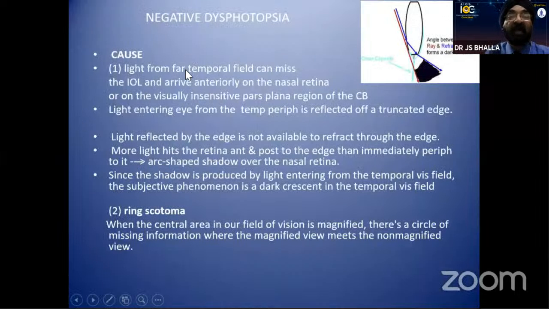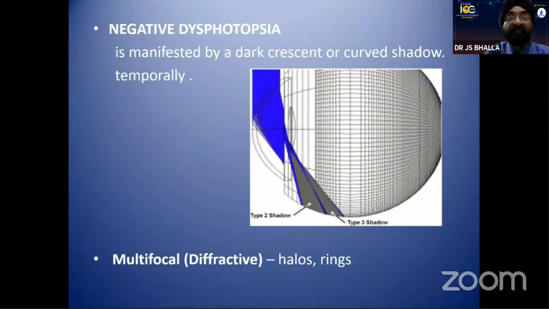So the causes can be light from the far temporal field can miss the IOL and arrive anteriorly onto the nasal retina or on the visually insensitive pars plana region of the ciliary body, or light entering from the temporal periphery is reflected back. So few light rays are available for refraction. And since the shadow is produced by light entering from the temporal visual field, that is the reason why it occurs only temporally. So this is negative dysphotopsia, what I was talking about.